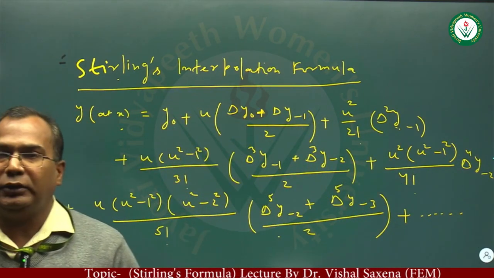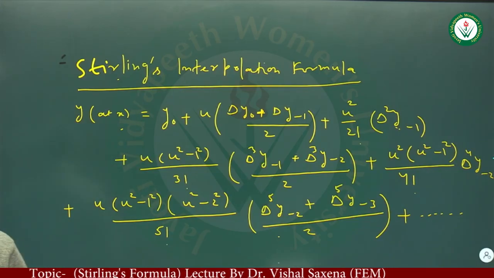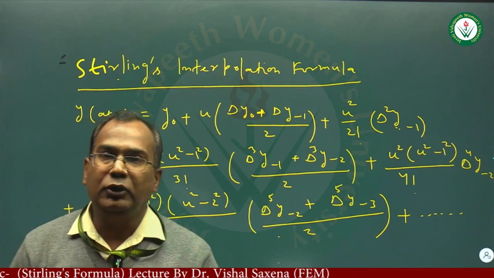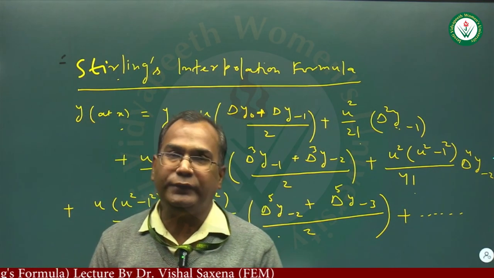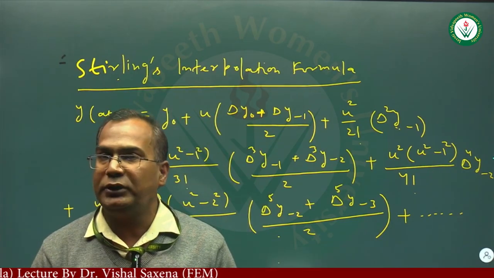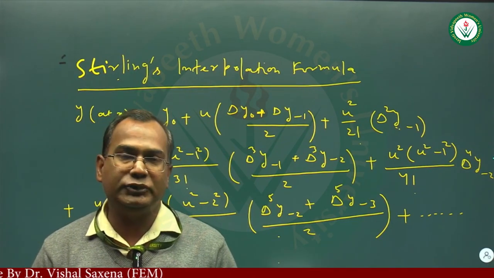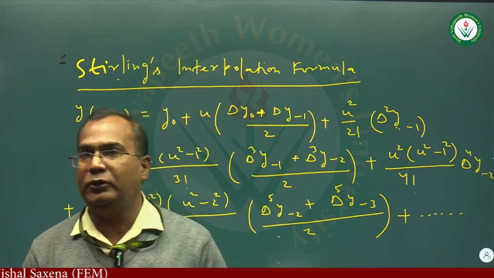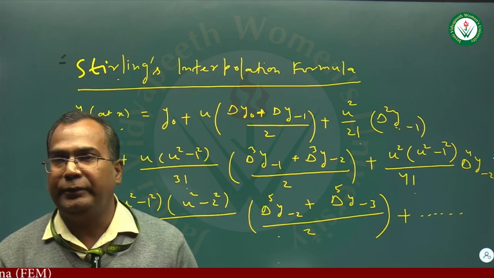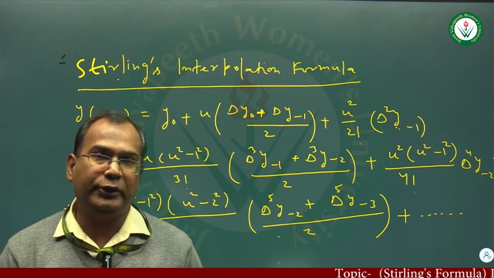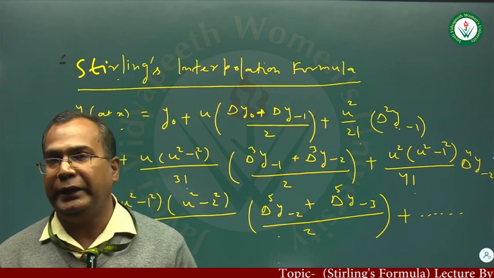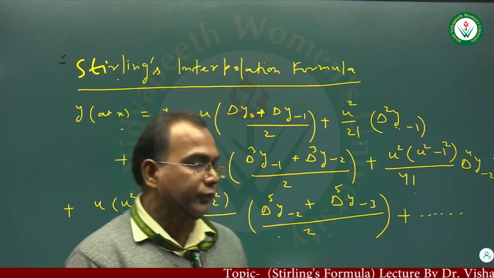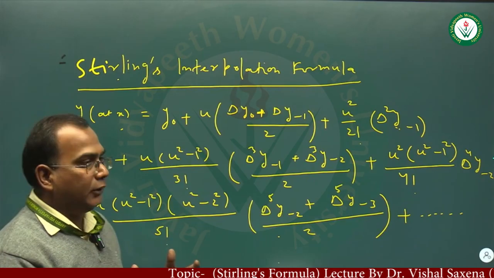This formula is called Stirling's interpolation formula, and it can be used for central differences, meaning for interpolation where the unknown value of a function y can be determined corresponding to the value of x which is lying at the center. So see this formula, and how to learn it?